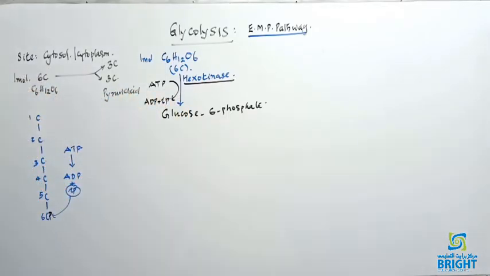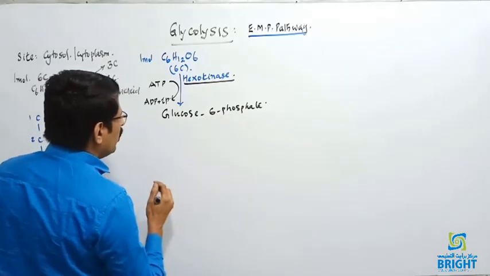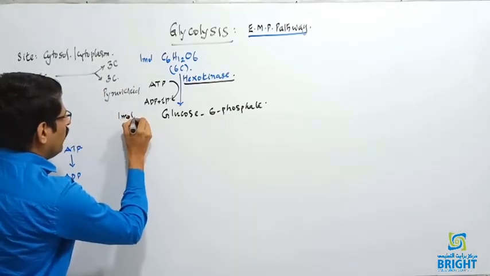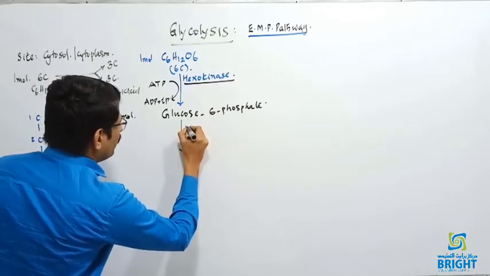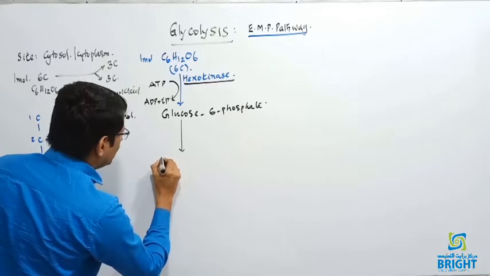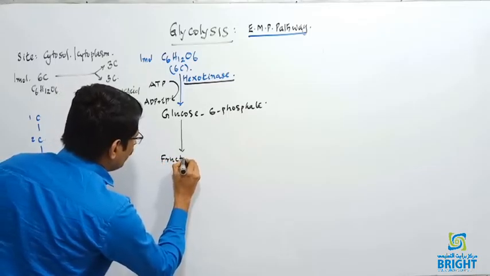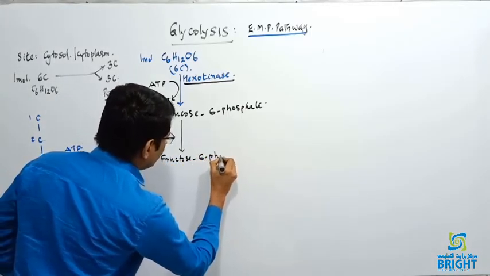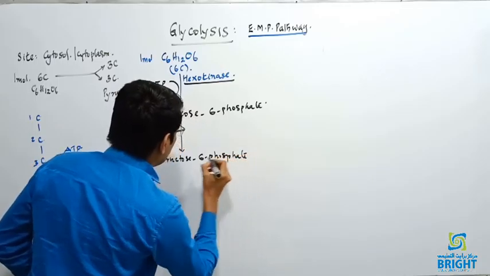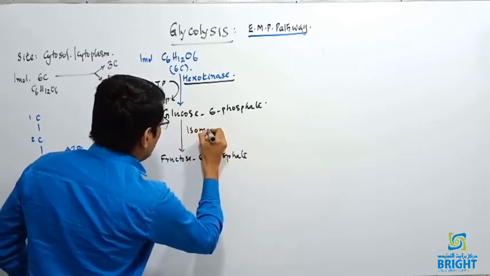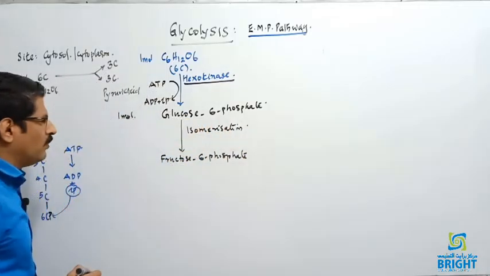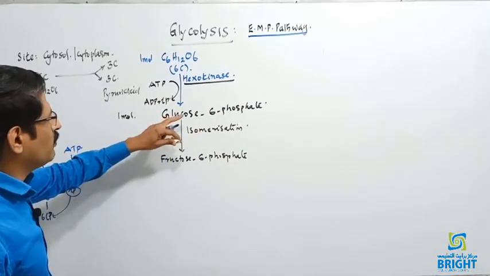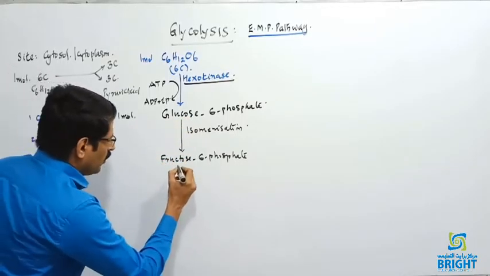That inorganic phosphate combines with the 6th carbon, and glucose is converted into glucose 6-phosphate, a 1 molecule. In the next step, glucose 6-phosphate is converted into fructose 6-phosphate, and it is only isomerization. Glucose and fructose are isomers. So the next stage, glucose 6-phosphate is converted into fructose 6-phosphate.